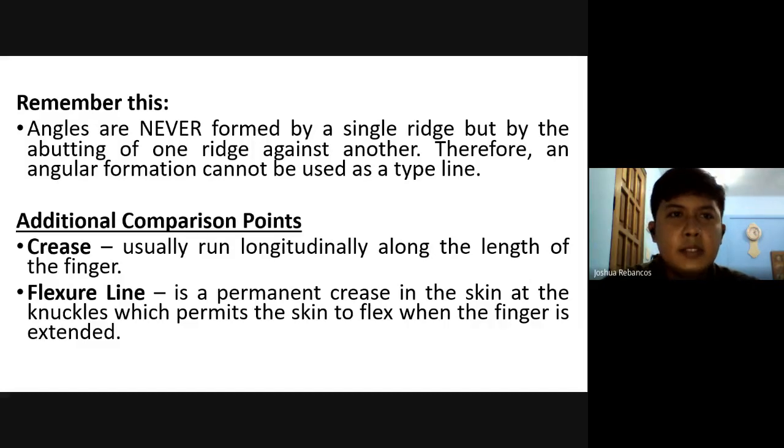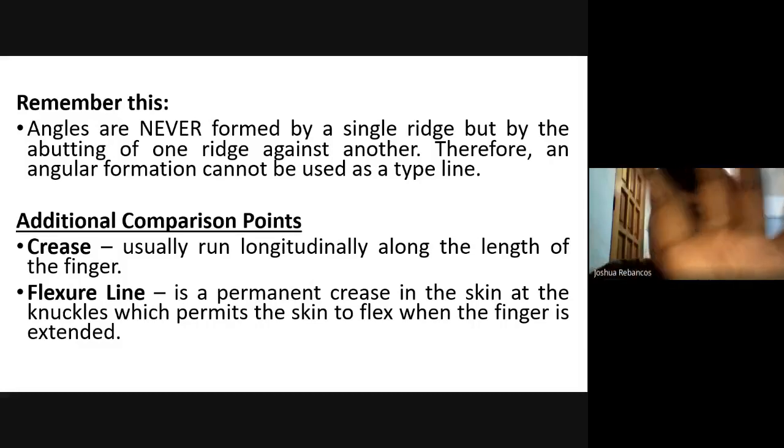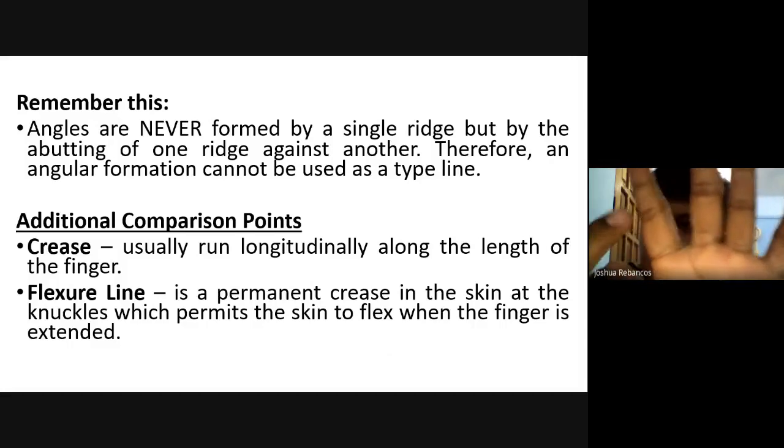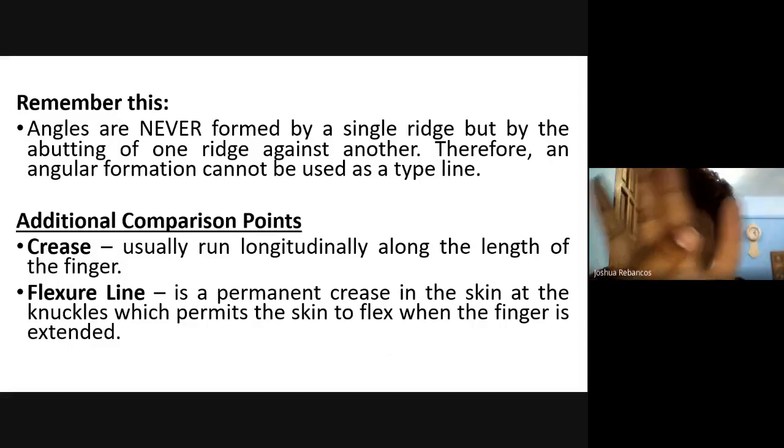Okay? Remember this, angles are never formed by a single ridge, but by the abutting of one ridge against the other. Therefore, an angular formation cannot be used as a type line. Additional comparison points: creases and flexure. Itong creases natin na-define na natin kanina. Itong flexure lines, tingnan nyo itong fingerprint, itong finger ko. Itong mga linya-linya dyan, permanent lines sila. That's it.